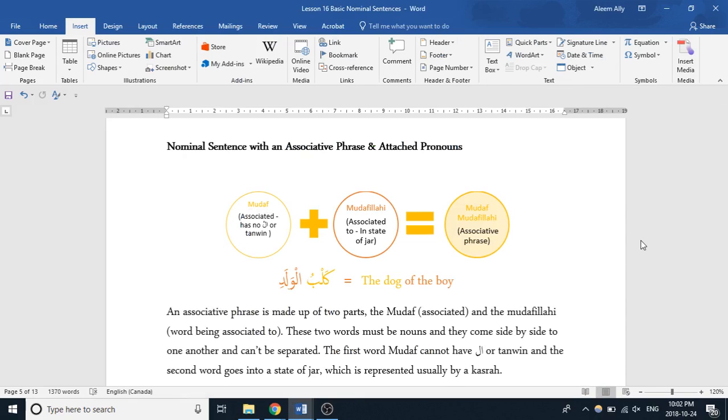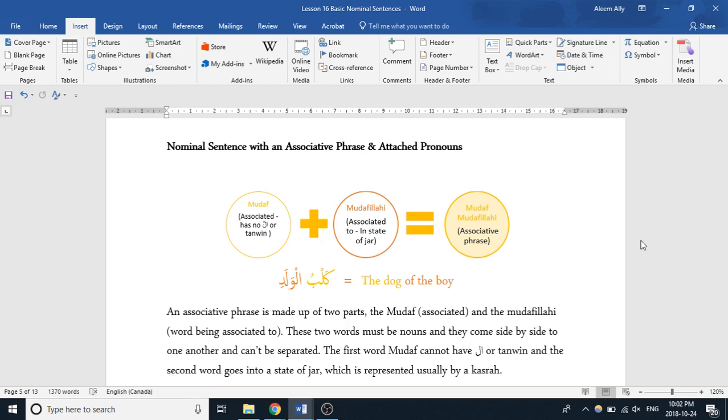In the prior videos, we looked at a nominal sentence. We talked about the two major parts of it. Then we looked at what a mawsuf sifa phrase would look like inside of a sentence, and the word jiddan. If you want to brush up on that, feel free to refer back to the prior videos. What we're going to do now is look at what happens when you put an associative phrase inside of a nominal sentence, and then in the next video we'll look at attached pronouns.